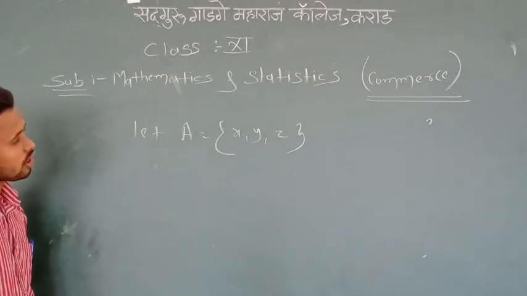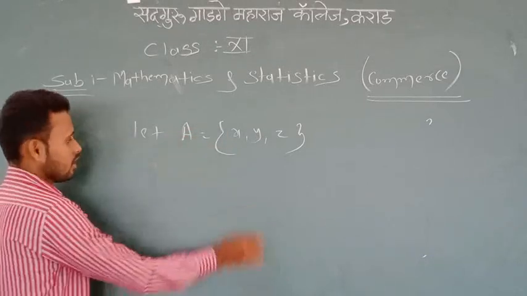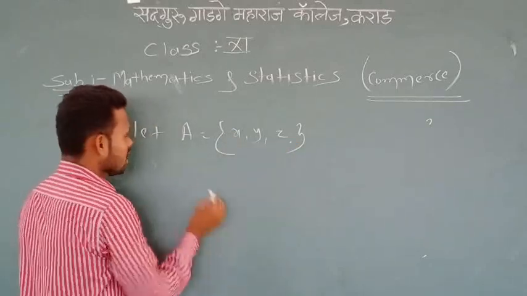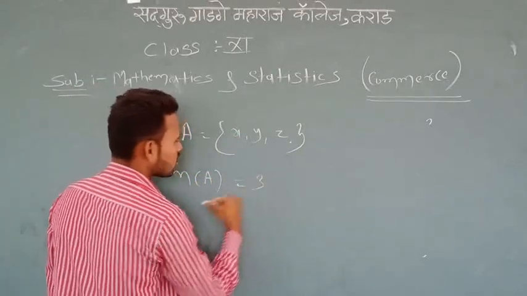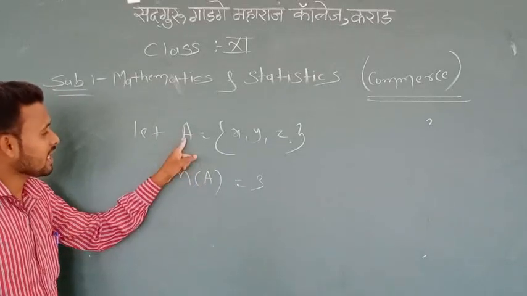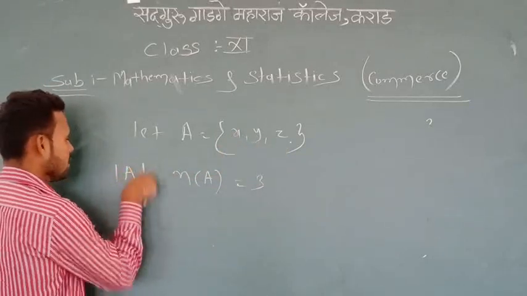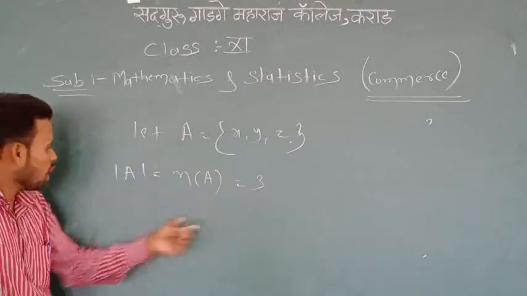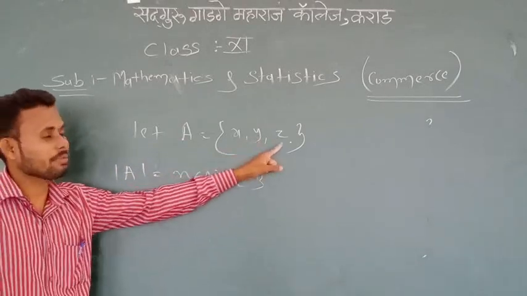Now we have to find the cardinality of that set, or the number of elements of that set. How many elements are in that set? 1, 2, 3: 3 elements. Therefore we say that n(A), the number of elements of set A, is equal to 3. Why 3? Because 1, 2, 3. We also say the cardinality of A is equal to 3. It means just count the number of elements in that set.